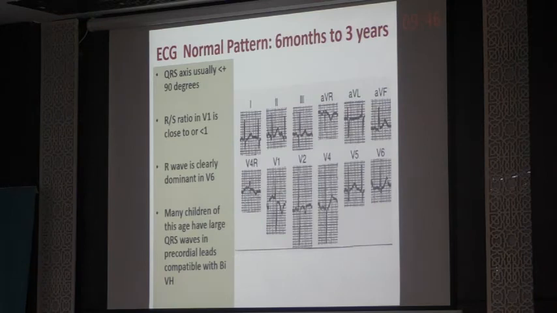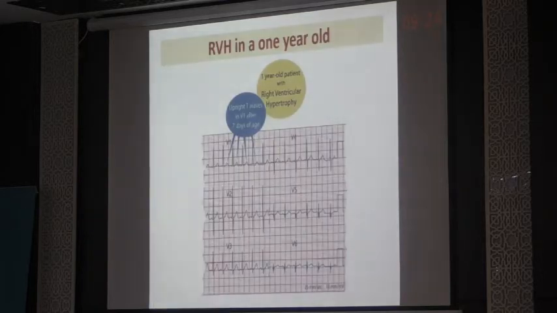At 6 months of age to 3 years, ال QRS axis بقى يبقى normal 90 degrees. RS ratio in V1 is close to 1. The R wave is clearly dominant in V6. خلاص الرايت ventricle ابتدى يكبر. It's going to take an upper hand. Many children of this age برضه اللي عندنا large waves suggestive of biventricular hypertrophy بس ما بتبقاش true.